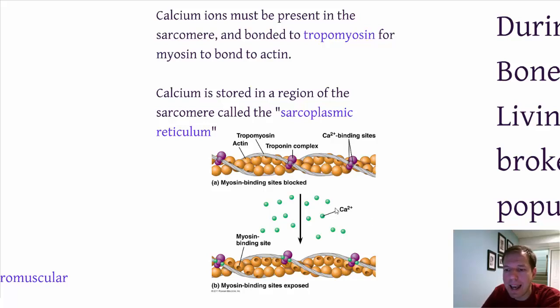So again, when calcium is released into the sarcomere, the calcium is going to bind to a site on troponin, and the troponin is then going to move the tropomyosin, exposing the active site. So those small pockets on the actin are going to be the site to which myosin is able to bind. When no calcium is present, that active site is covered, but when calcium is present, the active site is opened.